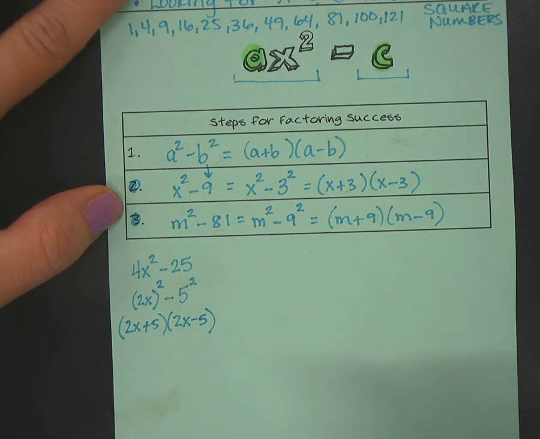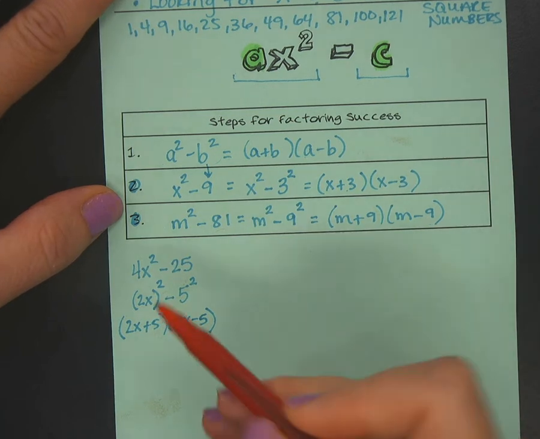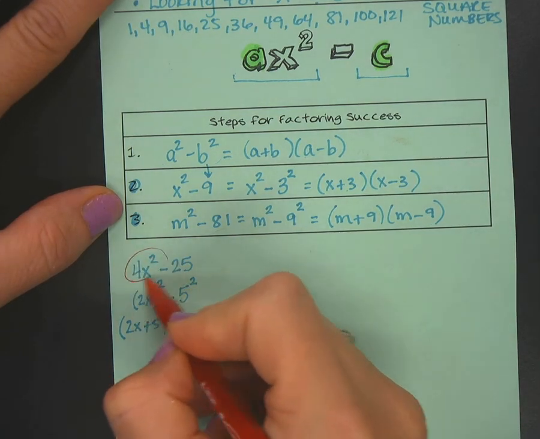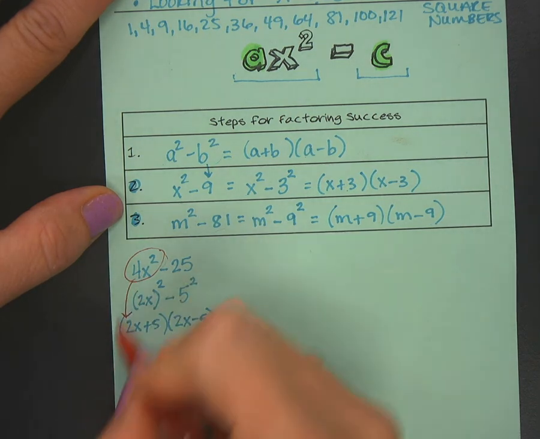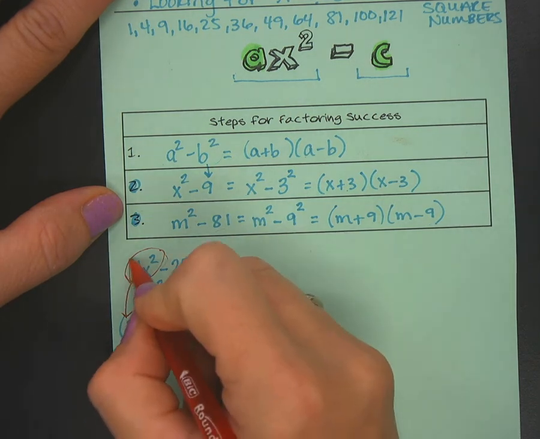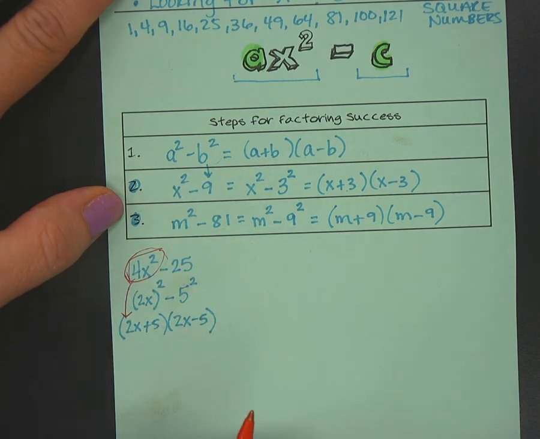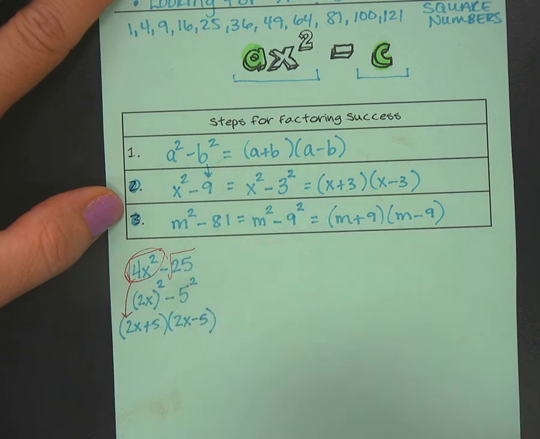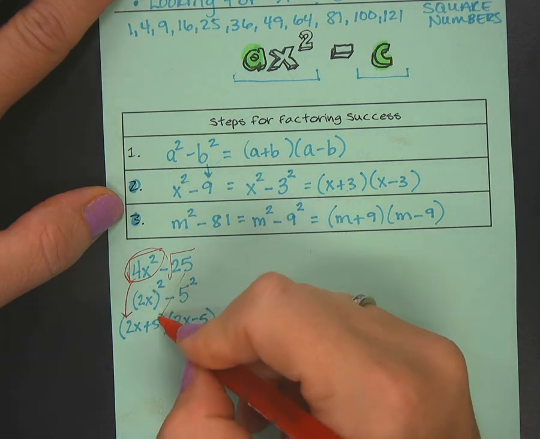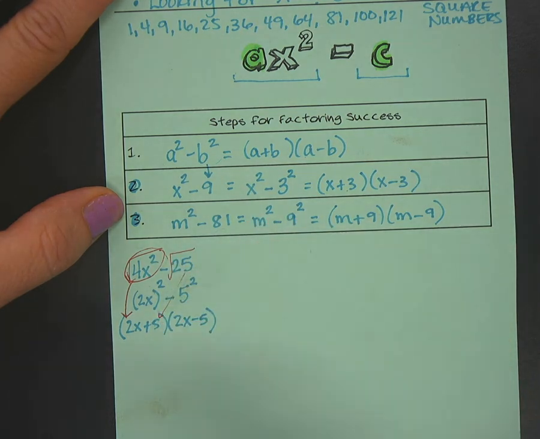Okay, now some of you might notice that there's a quick way to go from here down to here, and that's by just taking the square root. When you take the square root of 4x squared, you get 2x. And when you take the square root of 25, you get 5. And that's where these numbers come from. Then one term is adding, the other term is subtracting.